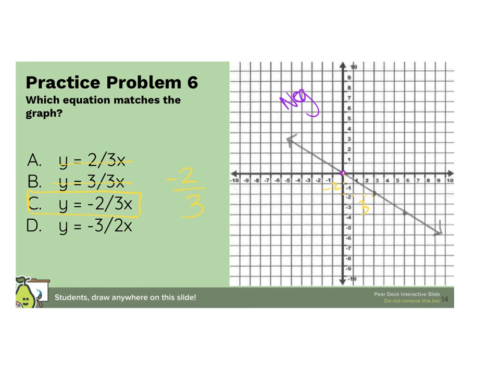Now you're ready for your exit ticket. It's going to ask you to graph an equation. So you're going to tell me the slope, you're going to tell me the y-intercept, you're going to graph it. Then on the actual Google form, you're going to have to identify which graph is correct. So it should match yours. And that's it.